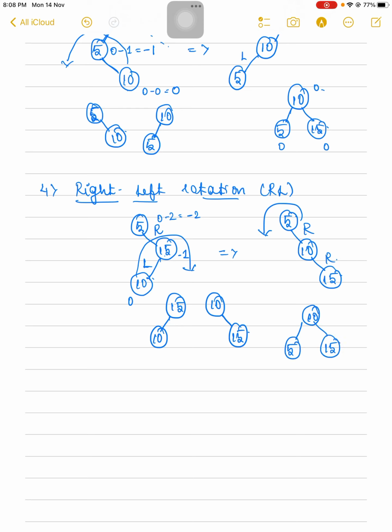and 15 here. Now when we calculate the balancing factor, for 5 it is 0, for 15 it is 0, and for 10 again it is 0, which is completely balanced. So this is how we are supposed to perform the rotation. By doing the rotations only, we will be able to make the tree balanced.